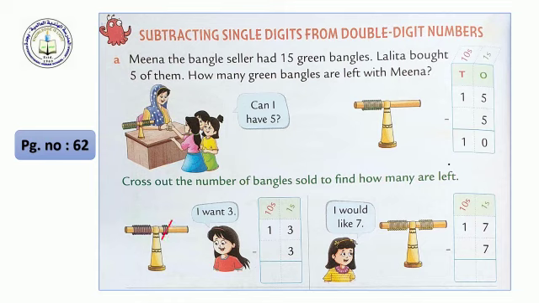Same number minus same number is 0. Then we have 1 ten. So 13 minus 3 is 10.